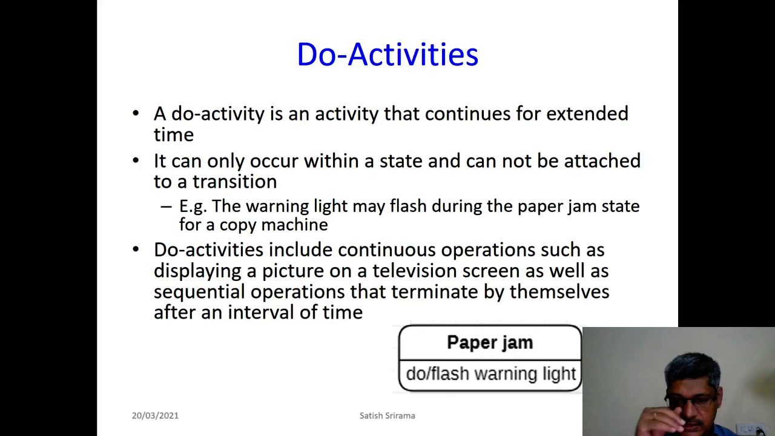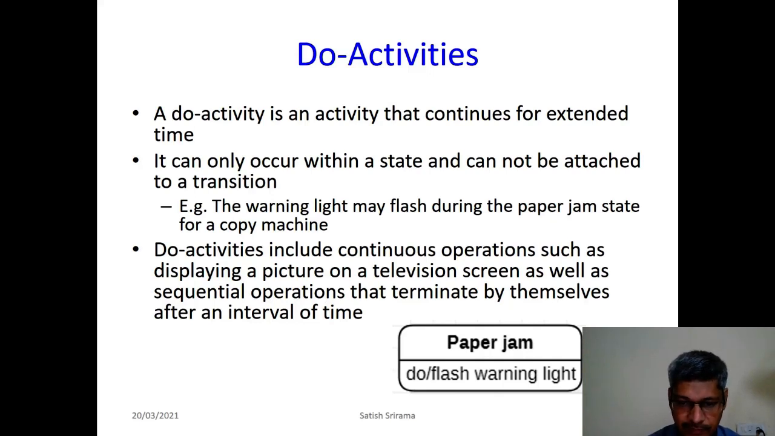As long as the printer is in the paper jam state, the do activity, the flash warning light, will continuously happen. So this is the activity which you can represent by these do activities. But these do activities can occur only within a state. They cannot be attached to a transition. We have to remember that one.